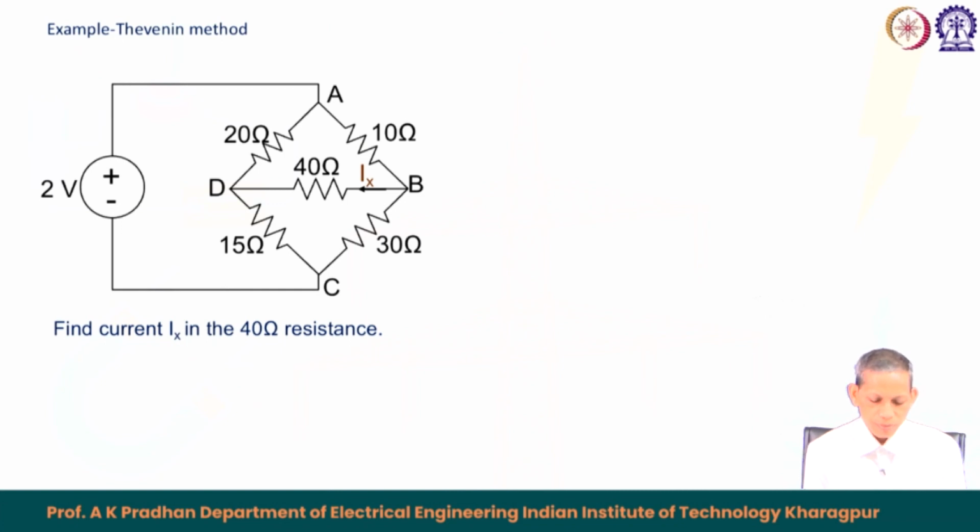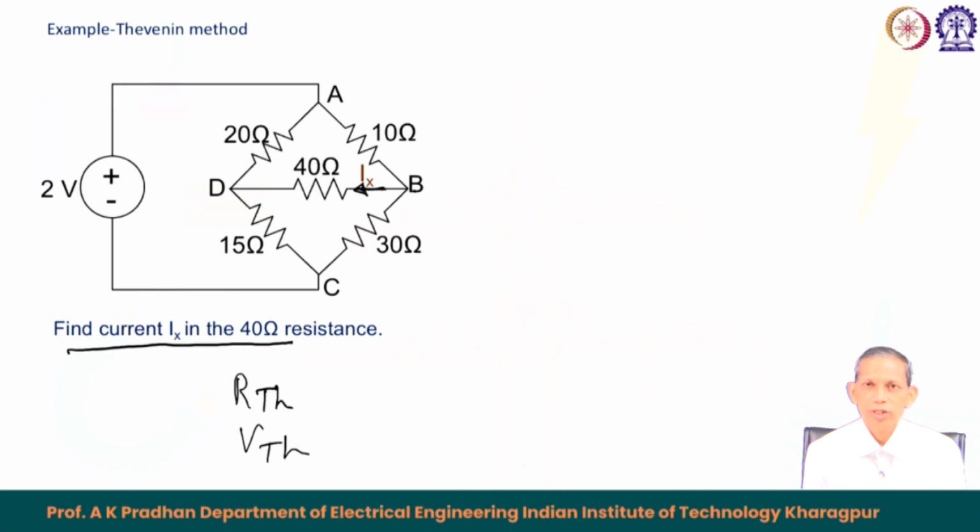Next example, a little bit more complex. So, you see here this is the circuit and the question is to find Ix in the 40 ohm resistance. So, Ix is marked like this, find Ix from B to D in this circuit, and the circuit is provided with a 2 volt source. So, as I mentioned, we will first find out this Rth and then we will go for the Vth.